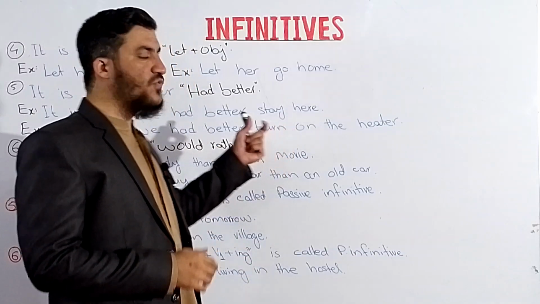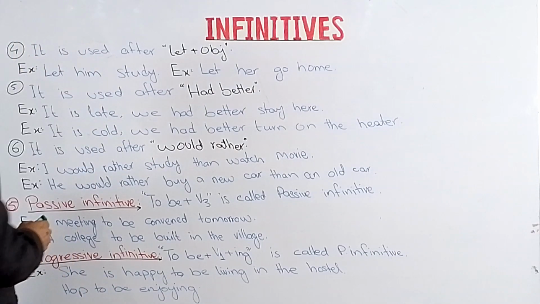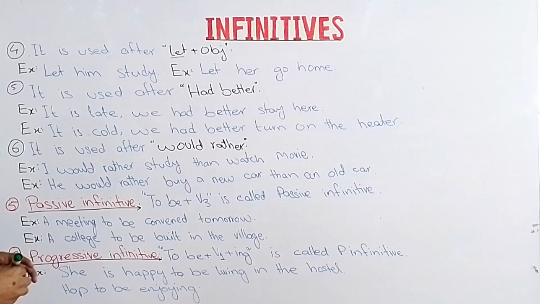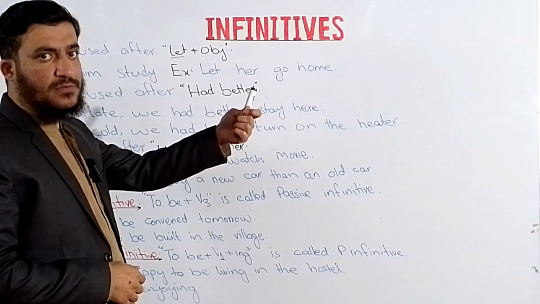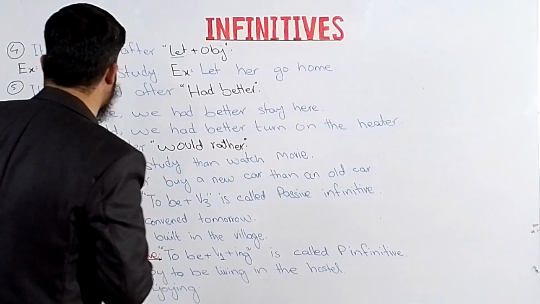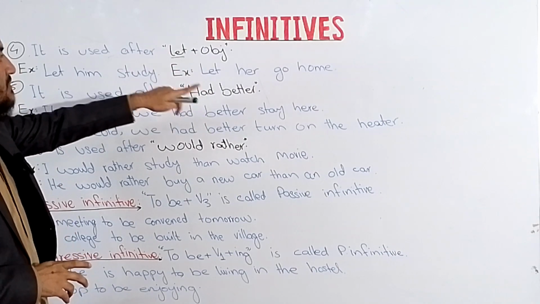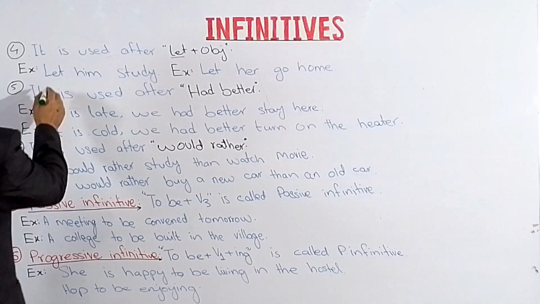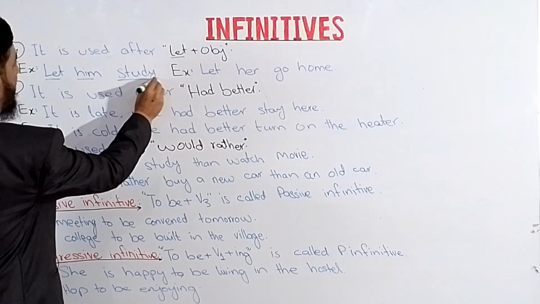Now we have the fourth usage of the bare infinitive or plain infinitive, that it is used after let. We know let is the causative verb, and we use let where we seek or ask for permission, or we give someone permission to do an action. So let plus object, then comes the bare infinitive. For example, let him study. Let is the causative verb, then object, then comes the bare infinitive.